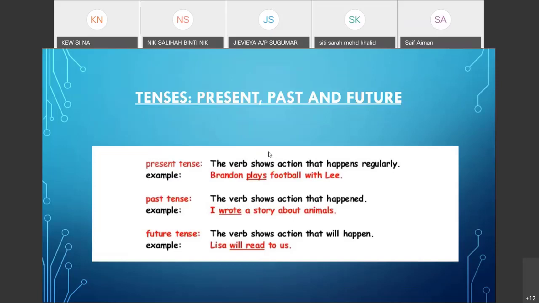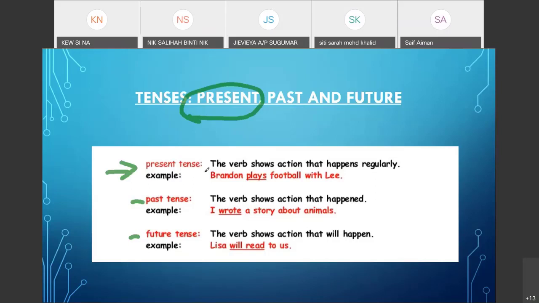So the last thing I want to show you in this classroom is about the tenses. Today I will talk about the present tense only. So we will talk about the present tense today. After this semester break, I will teach you the past tense and future tense.